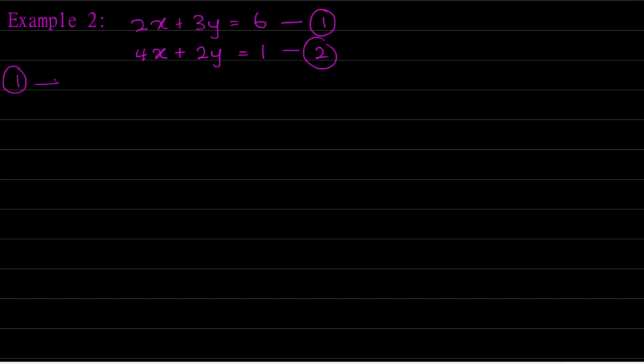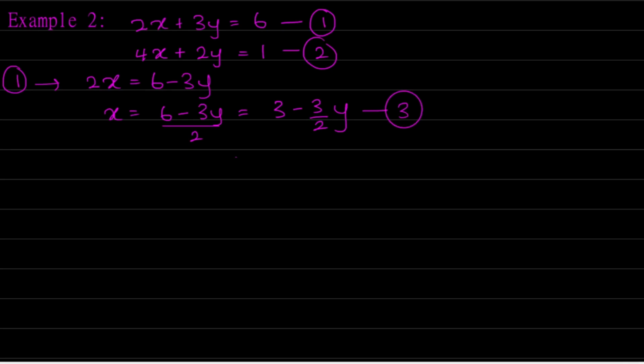And equation 1, I'm going to rearrange with x on one side and everything else on the opposite side of the equal sign. So we can rearrange this as 2x equals 6 minus 3y, and therefore x is equal to 6 minus 3y divided by 2, and this is equal to 3 minus 3 over 2 y. And this I'm going to call equation 3.